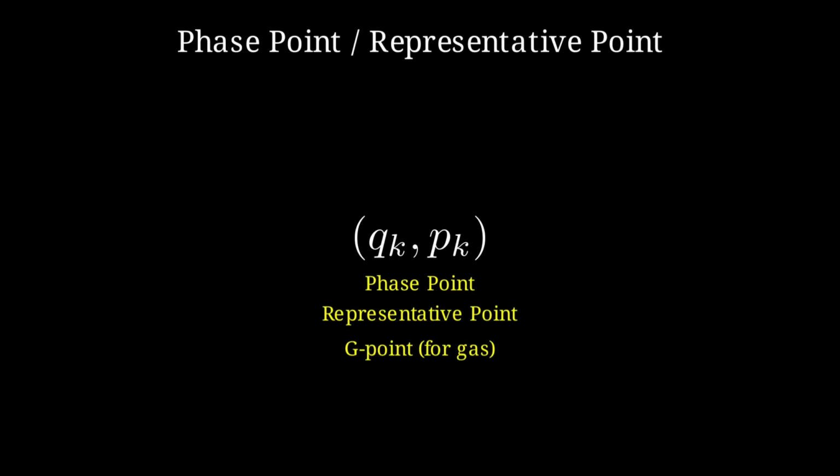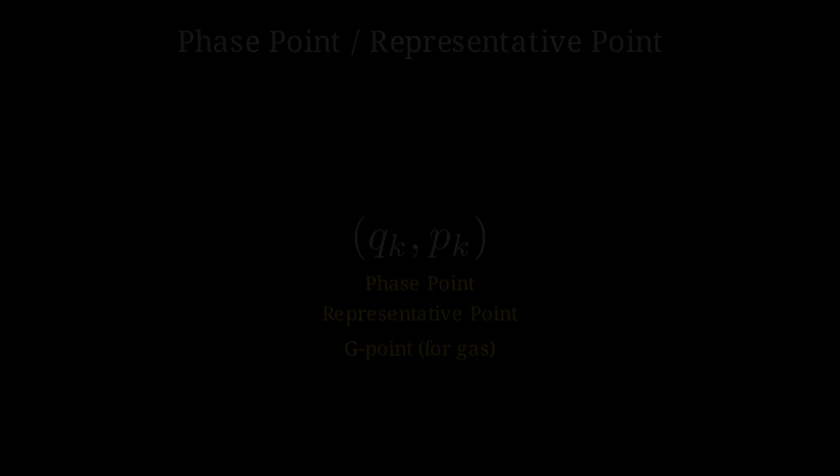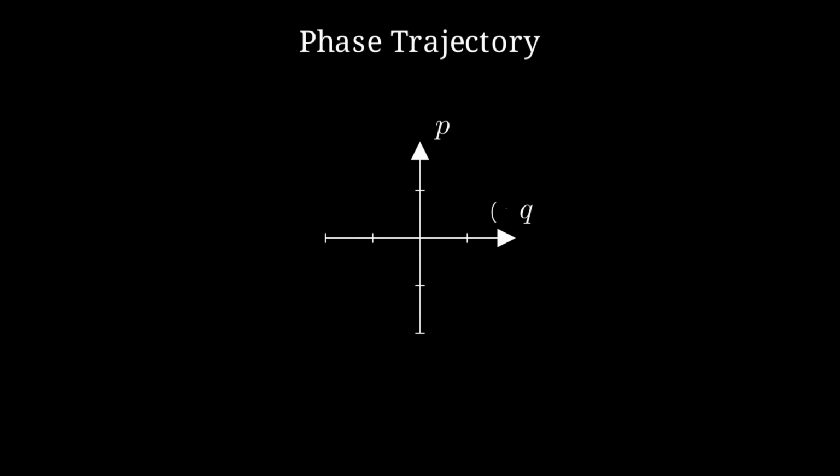It is crucial to remember that this entire framework is a purely classical concept. As time progresses, the state of the system changes. The position and momentum of particles change according to the laws of mechanics. Consequently, the phase point moves through the phase space. The path traced by this moving point is called a phase trajectory. This path is deterministic and governed by classical mechanics.